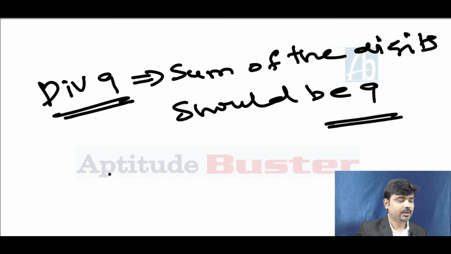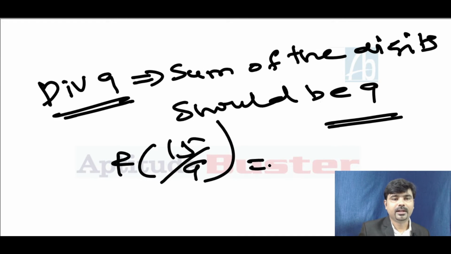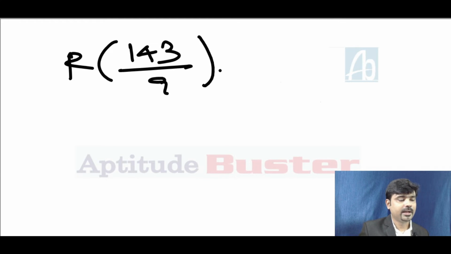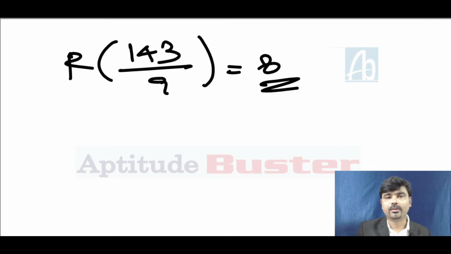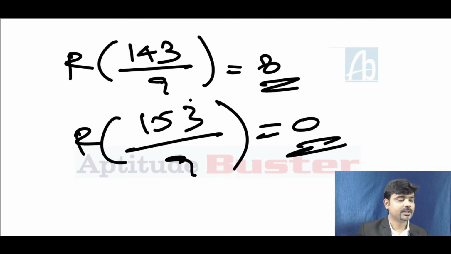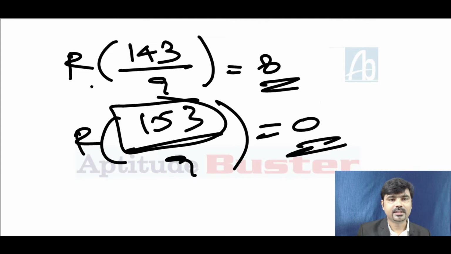If I take the number 15 divided by 9, what's the remainder? Don't try to find the remainder directly, just add the digits, that's enough. The sum of the digits is the remainder when divided by 9. One more example: 143 divided by 9, what's the remainder? 1 plus 4 is 5, 5 plus 3 is 8. The sum of the digits is 8, and the remainder when divided by 9 is also 8. If I write 153 divided by 9, 1 plus 5 is 6, 6 plus 3 is 9, 9 divided by 9, the remainder is 0. Once the sum of the digits is 9, then it is divisible by 9.